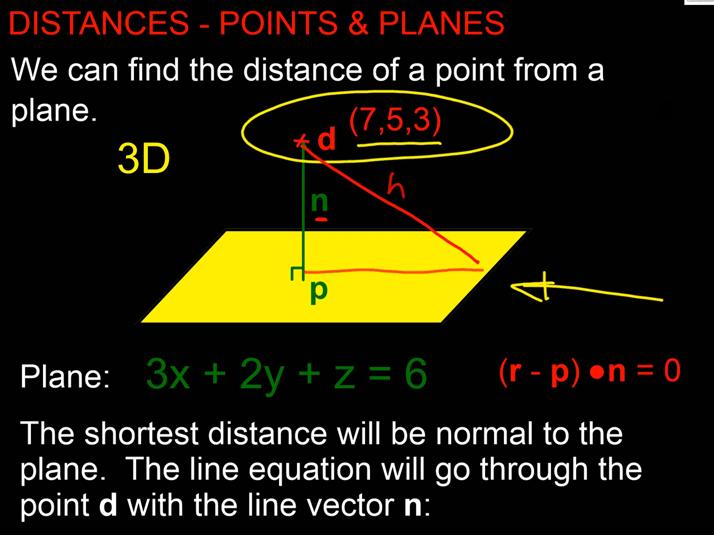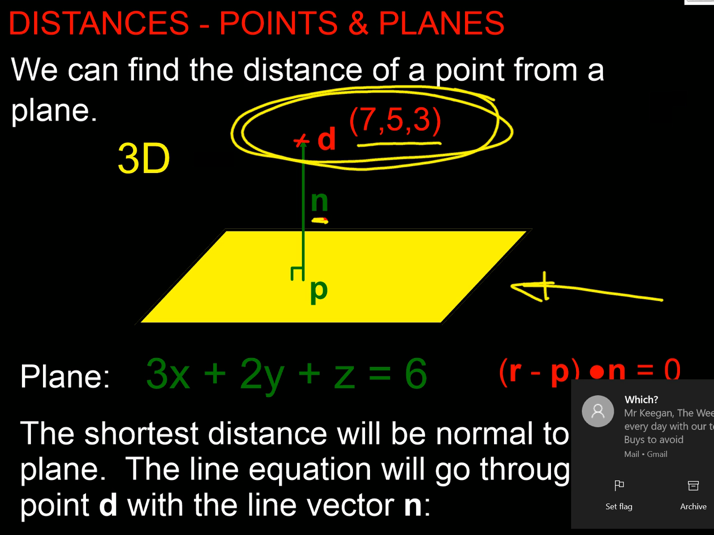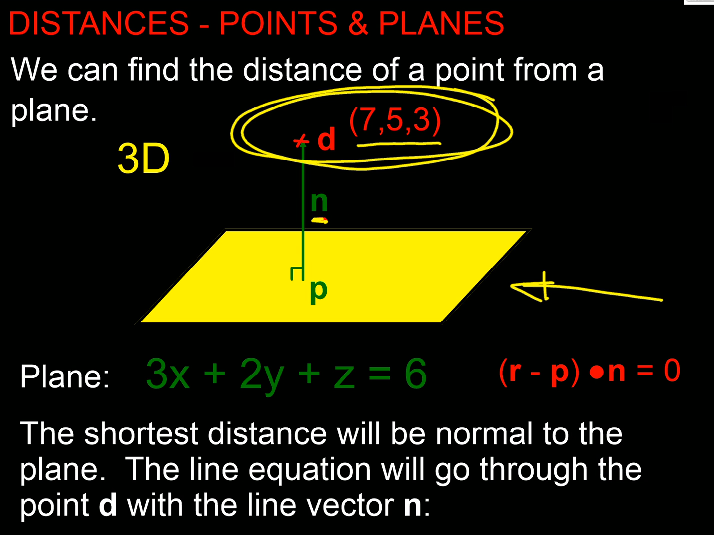Now that's quite useful because that means I can now create a straight line, because I know the straight line goes through the point D and has a line vector using the normal. There we are. So how can we use that with this plane here?